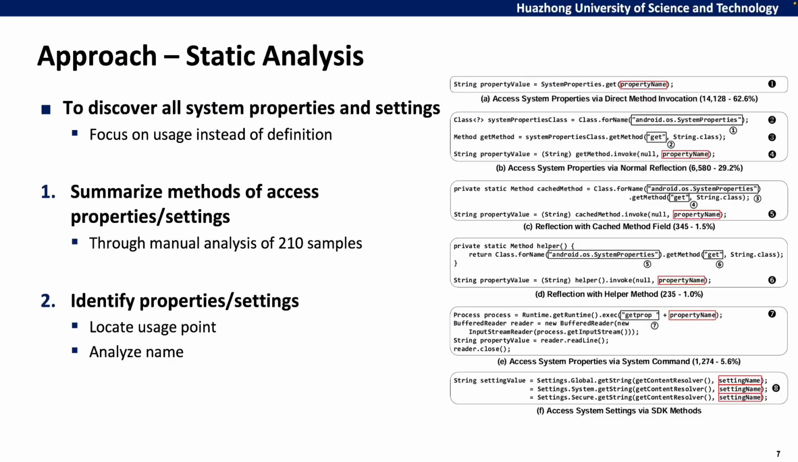First, we aim to identify all system properties and settings in custom Android systems through setting analysis. For feasibility, we focus on how these entries are used rather than how they are defined. To this end, we summarize the access methods for properties and settings and then locate their usage in the codebase to extract their names and contextual code.